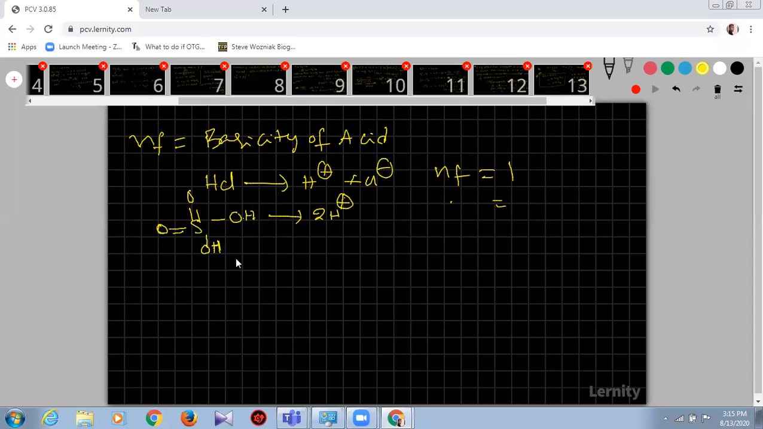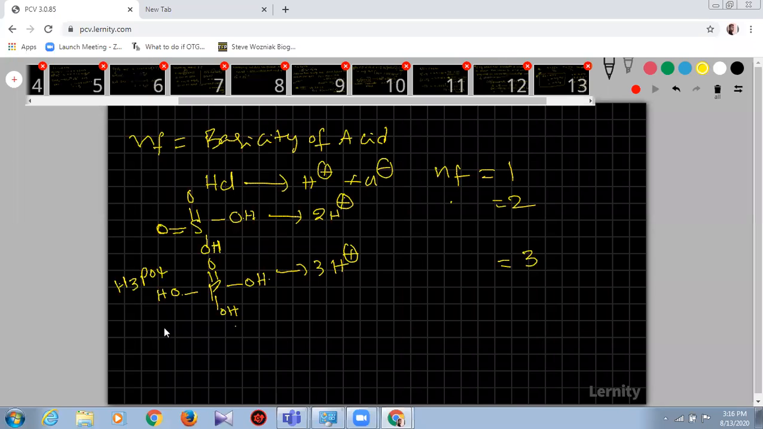Now I will take H3PO4. P double bond O, OH, OH, OH. So 3 hydrogens are bonded to oxygen, and these only are related to the protons here. That's why you will get 3 protons. That means the n factor here is 3.